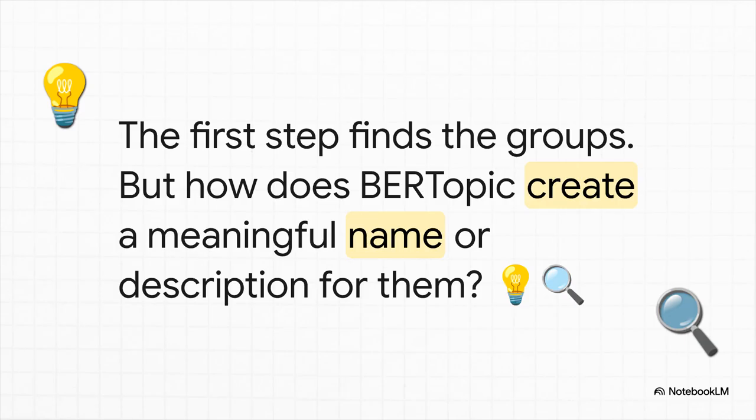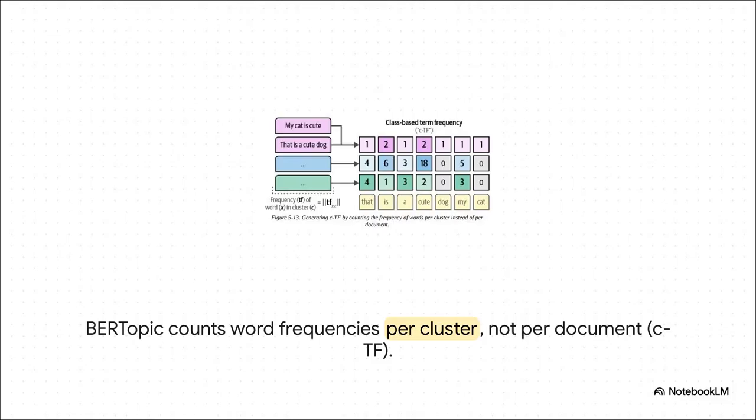So that first pipeline gets us the groups, but how does BERTopic give those groups a name? This is where it gets really, really clever. It adds this unique second step to create those meaningful topic descriptions. So instead of looking at one document at a time, BERTopic treats all the documents inside a single cluster as if they were one giant document. Then it just counts up how many times each word appears across that entire cluster. This gives us a much stronger signal about what the topic is really about, since we're looking at the collective vocabulary of the entire group.